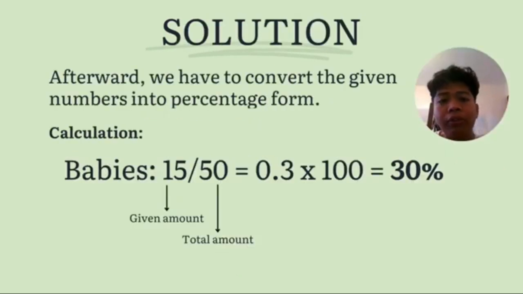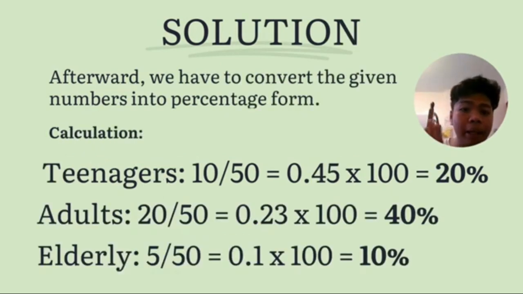Then afterward, we have to convert the given numbers into percentage form. To do this, we need to put the given amount over the total amount. So for the babies, there are 15 babies and a total of 50 patients. If we put that into our calculator, we get 0.3. And then we have to multiply it by 100 to get the percentage form, and we get 30%. With the same application of our calculation before, we have to do it for the three age groups, the teenagers, adults, and elderlies.